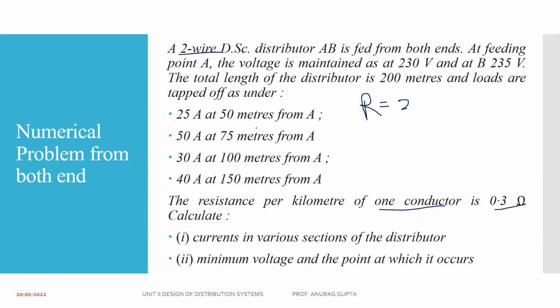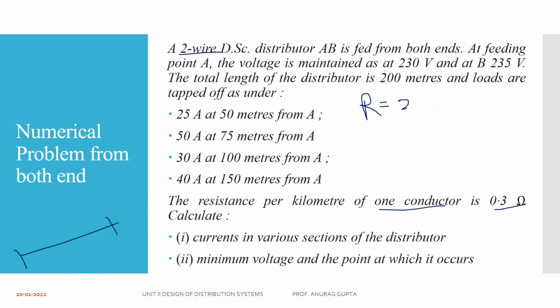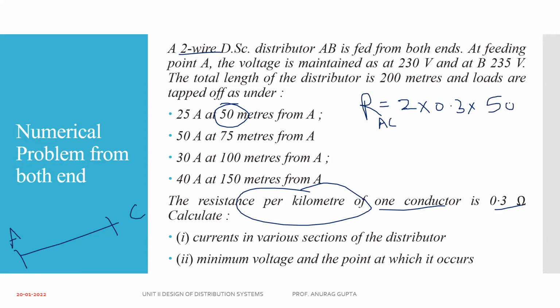If I'm talking about the AC section, A to C section, then already I have said A to C section, we are having distance of 50 meter. Clear? So 2 into 0.3 into, because this is for 1 kilometer, we have to convert this 50 meter into kilometer. So divide by 1000. So we are getting my answer 0.03 ohm. That's your RAC.